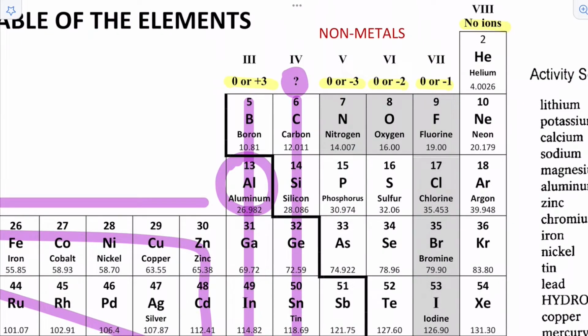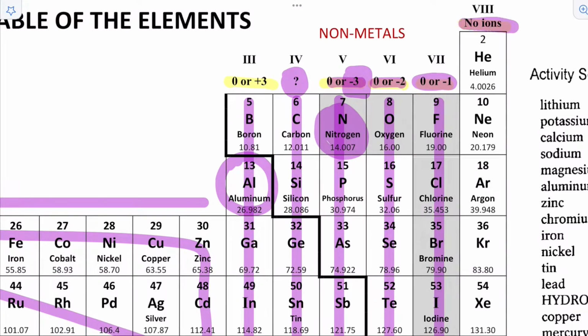Then we start going the opposite direction. We get to 0 or -3. Everything in this column will form a 0 or -3 charge. When nitrogen forms bonds as an ion, its ion will have a -3 charge. Then we have oxygen and sulfur. This column, -2 or 0. And then the last column, we have 0 or -1. These are the ions that it can form. And then over here, no ions will form from these all the way on the right.